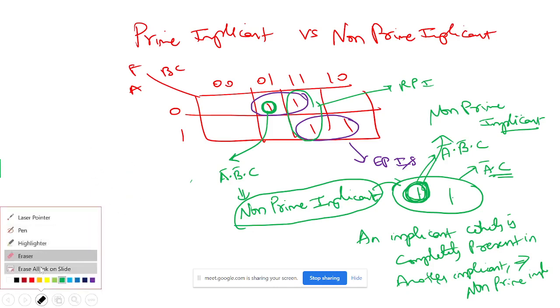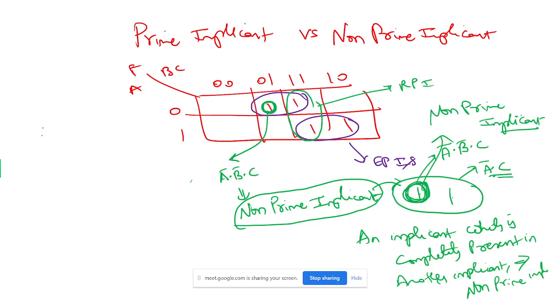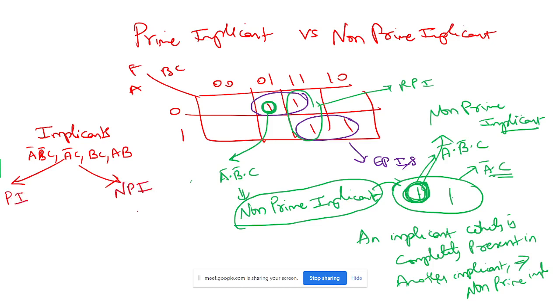This is very important. I'm summarizing it now. We have something called implicants. What are the examples? A bar B bar C, A bar C, B C, A B. All are called implicants. Then there are prime implicants and non-prime implicants. Just now we discussed, A bar B bar C is called a non-prime implicant. Examples of prime implicants are A bar C, B C, A B, because these are not completely present in some other implicant, right?